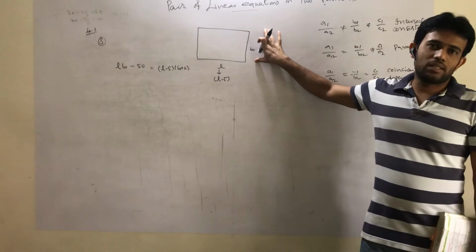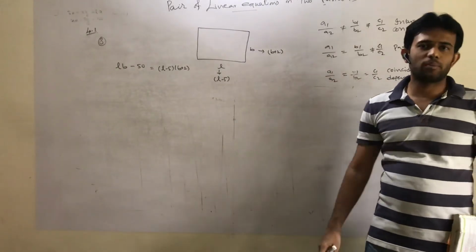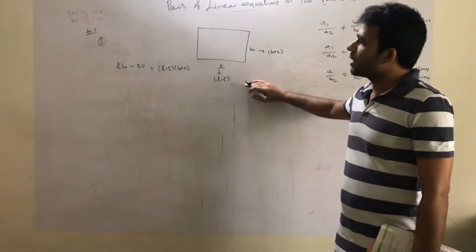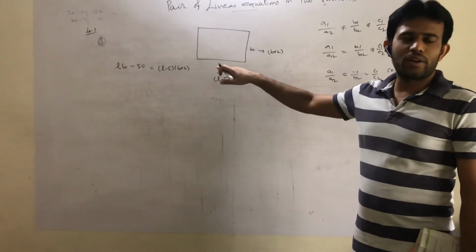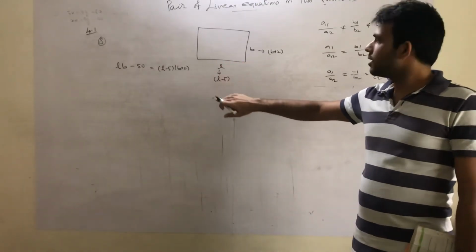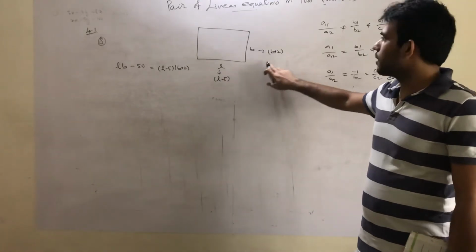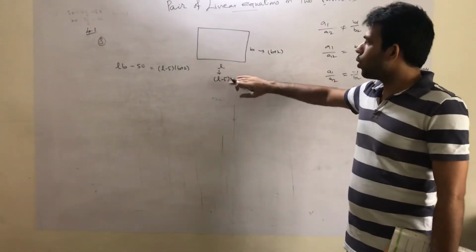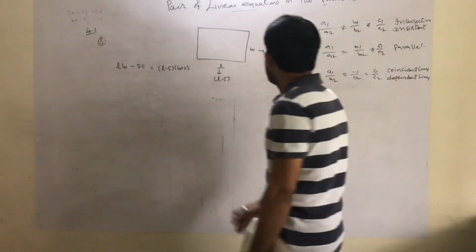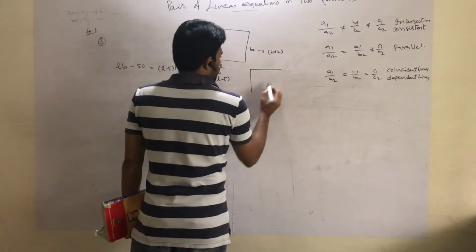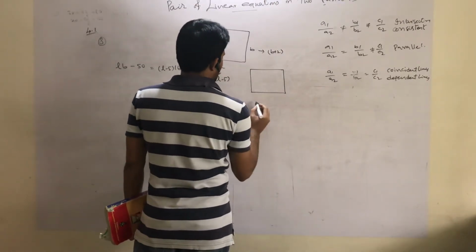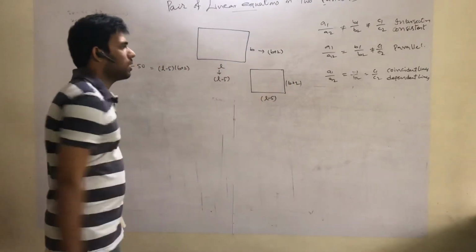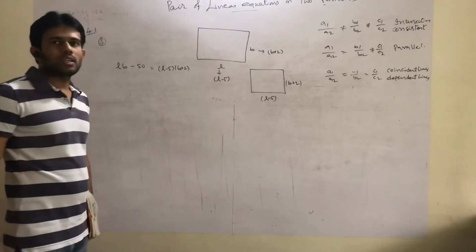A rectangular object is given. In rectangle, we usually have length and breadth, and its area is L into B, and perimeter is 2 times of length plus breadth. Okay. Now, what he is saying is, the area of this rectangle reduces by 50 square units when the length is reduced by 5 meters and the breadth is increased by 2 meters. So, he is translating this into another rectangle whose length is L minus 5 and breadth is B plus 2, and this area becomes the initial area minus 50.